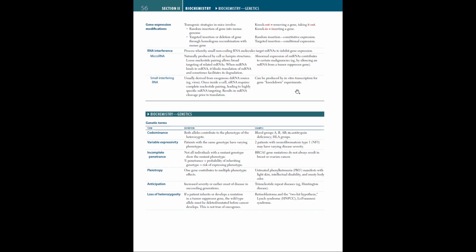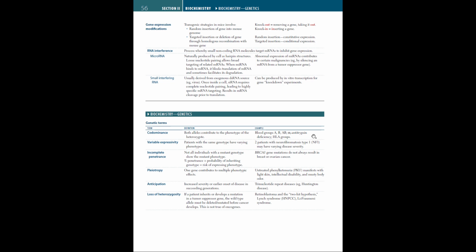Now moving on to the biochemistry genetics portion, and first we have the important genetic terms. The first is codominance, which means that both alleles contribute to the phenotype of the heterozygote. Codominance basically means that neither allele can mask the expression of another allele. An example would be the ABO blood groups, A, B, AB.